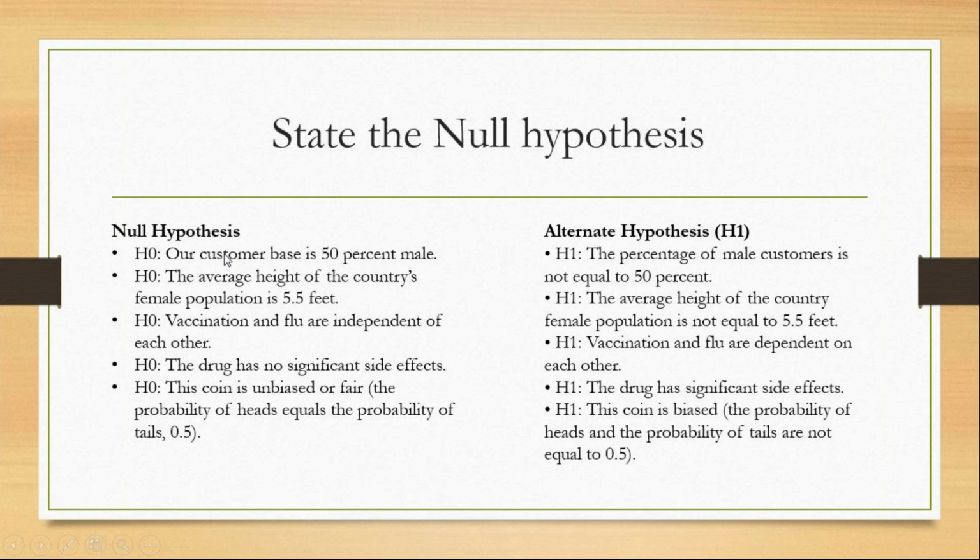So these are some examples. Let's say our customer base is 50% male, and our alternate hypothesis, if we reject this null hypothesis, is that the percentage of male customers is not equal to 50%. Similarly, the null hypothesis is that the average height of the country's female population is 5.5 feet, and the alternate is that it is not. Vaccination and flu are independent of each other, and the other says it is not. Similarly, we have some null hypotheses and their corresponding alternate hypotheses listed out. It is quite self-explanatory, and you might have got some idea of how it works.